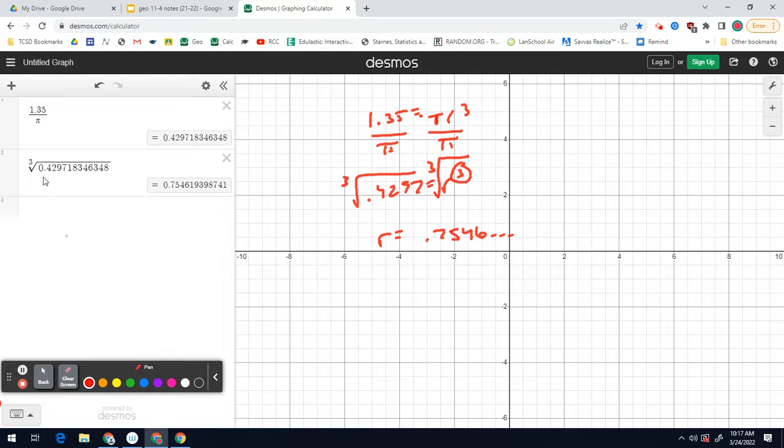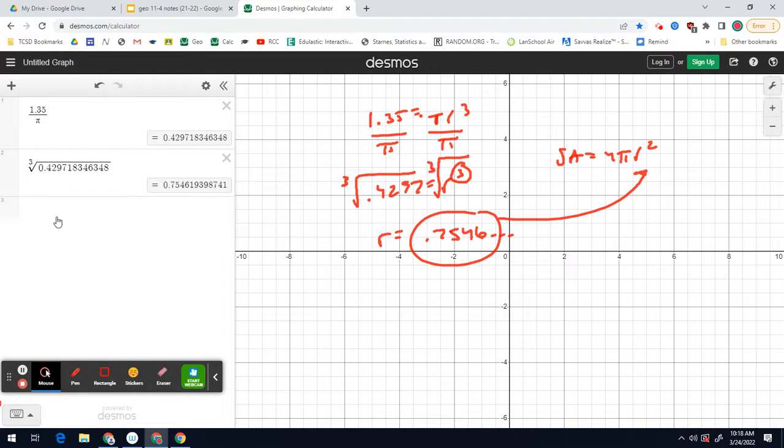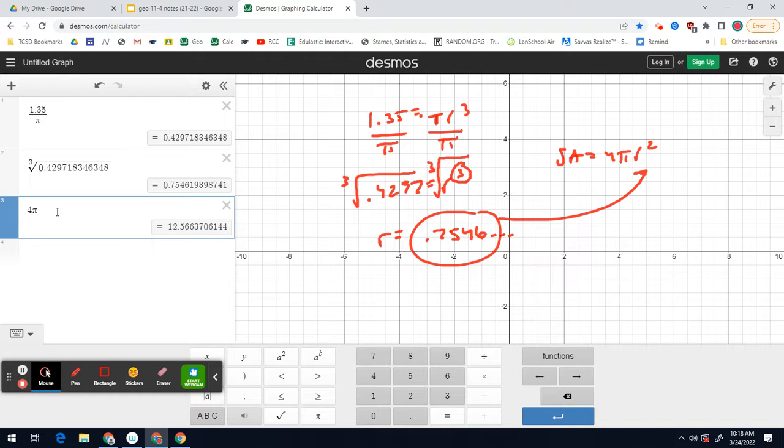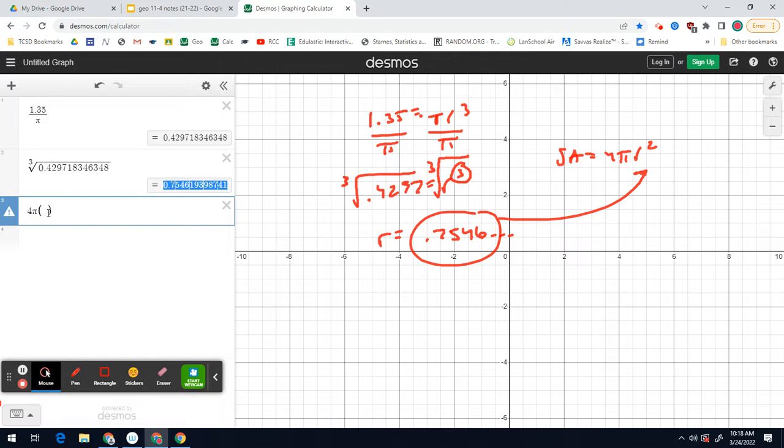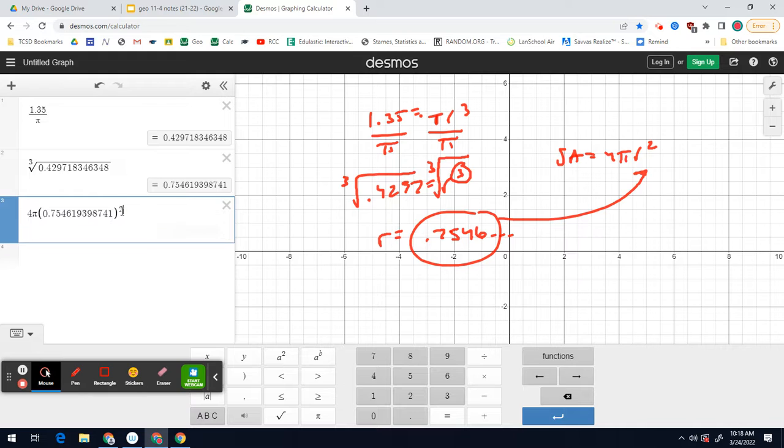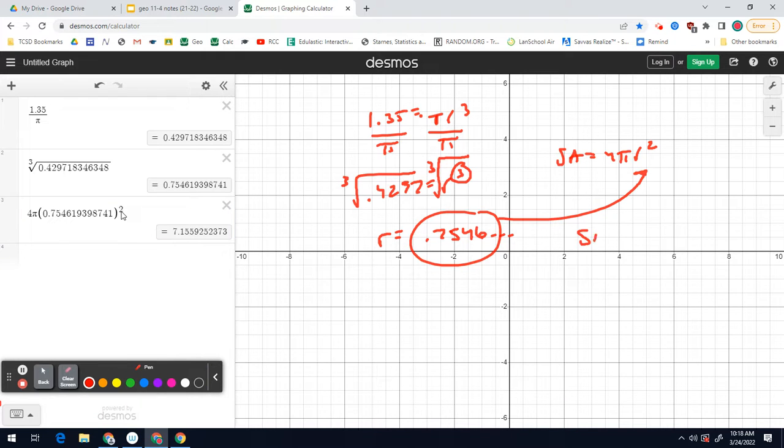Now you're going to use the surface area formula, not there, so I don't cover things up. The surface area is 4 pi r squared. So we're just going to put this number in for r and type away. So 4 pi times, in parentheses, this number, squared. And there I go. I don't know what it said to round to, but this surface area is 7.15.